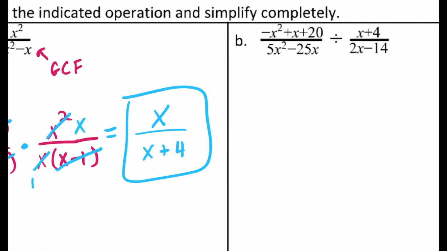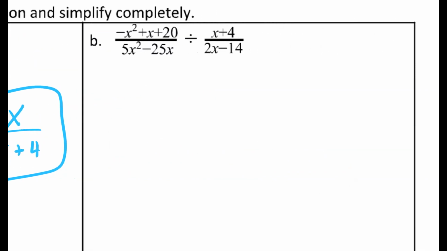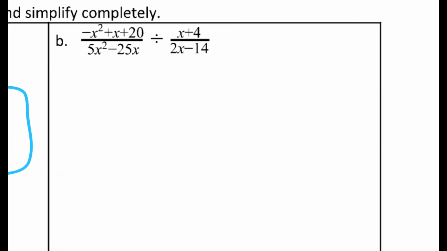For division, it's the exact same process, only you need to remember to keep the first fraction the same, change the sign from division to multiplication, and flip the second fraction before you start multiplying. So you could flip it at any time, but you need to remember that before you start canceling, that you've flipped that second fraction. So let's factor a little bit.